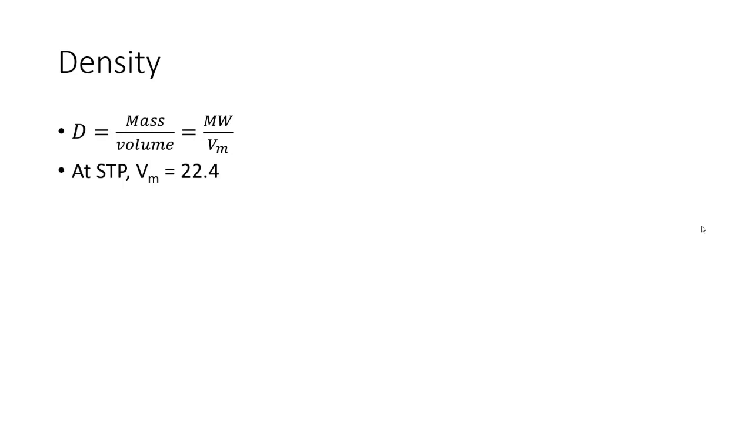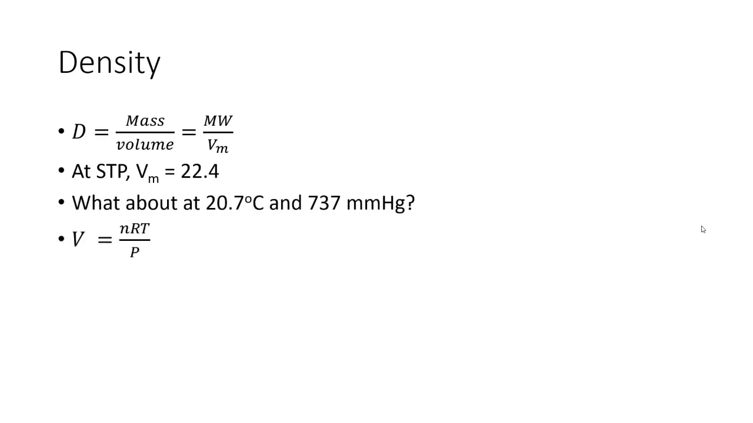But we're not always at those conditions. It is, thank goodness, not 0 degrees Celsius in here. So what happens when we're at a different temperature? You have to recalculate what that molar volume is if you're going to use this formula. So you just take the ideal gas law and rearrange it for the volume. The volume is going to be nRT over P. And since we're finding the molar volume, n is going to be 1.